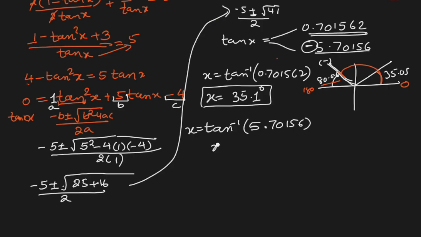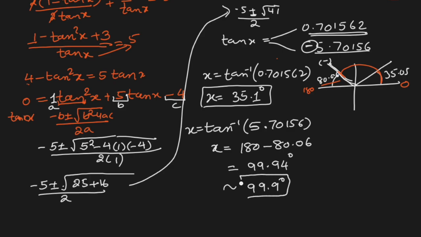So x equal to 180 minus 80.06, which is 99.94 degrees. Round it off to 99.9 to 1 decimal place. This is the second answer. These are the two answers for this question.